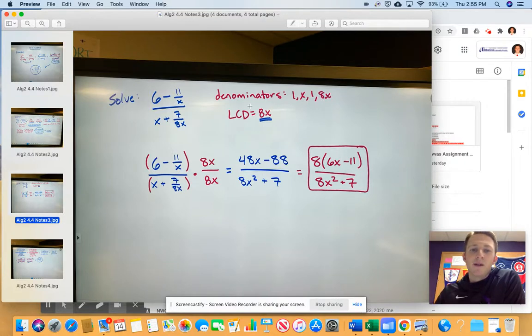So we found that least common denominator, so we're going to multiply the top and the bottom, and we're going to cancel all of our denominators. That's the goal. So we're just going to distribute in here, and we have 48x minus 88, because this 8x, the x cancels with the x, and then we just multiply the 8 with the 11. 8x times x is 8x squared, and then this 8x cancels with this 8x, so we just have 7 left over. And then lastly, we have 8 in common between the 48x and the 88, so let's pull that out, and that's our simplified answer.